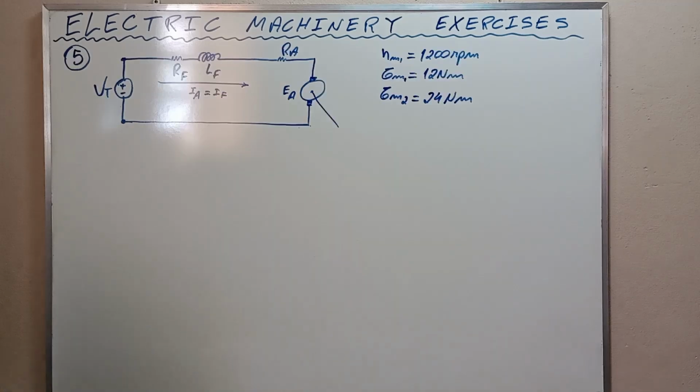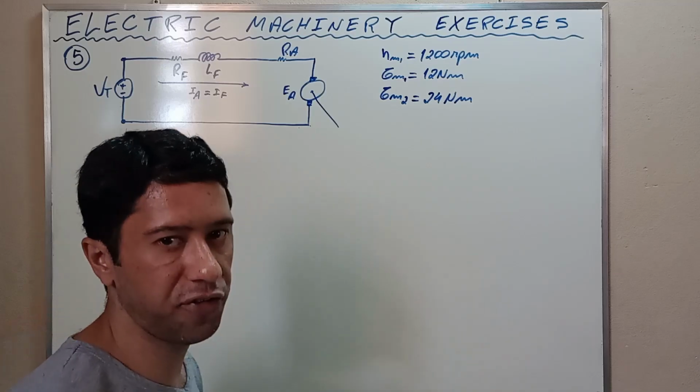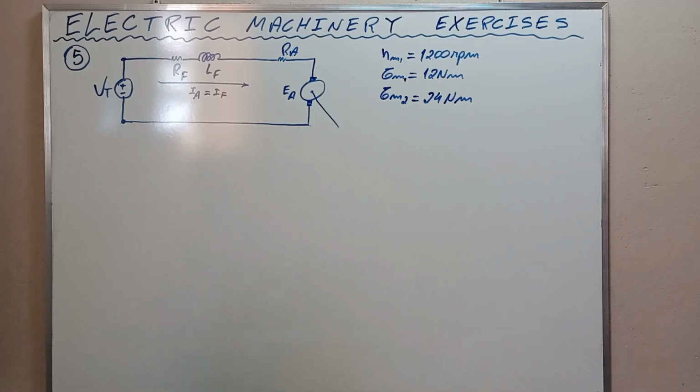Exercise number 5, my friends, series connected DC motor. A series connected DC motor runs at a speed of 1200 RPM while driving a load that demands a torque of 12 Newton meters. Neglecting resistances, rotational losses, and saturation effects, find the output power. Then find the new speed and output power if the load increases to 24 Newton meters. Okay, my friends, this is the exercise. Let's go to the solution.